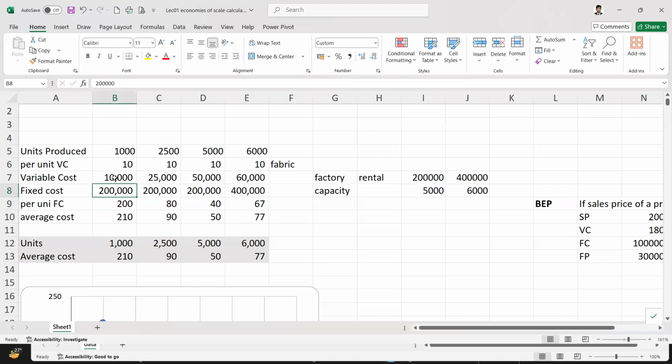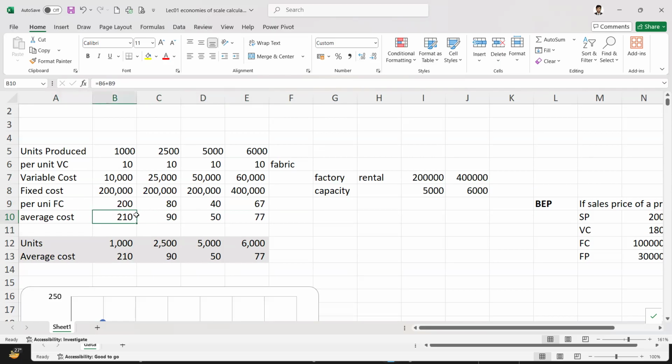So your per unit fixed cost is decreasing. When you are producing 1,000 units, your per unit fixed cost is 200. When you are producing 2,500 units, your per unit fixed cost is 80, that is 200,000 divided by units. When you are producing 5,000 units, your per unit fixed cost is decreasing to 40. But when you are producing 6,000 units, your per unit fixed cost is increasing, and it becomes 67. So what's your average cost? Average cost is 210, 90, then 50, then 77.